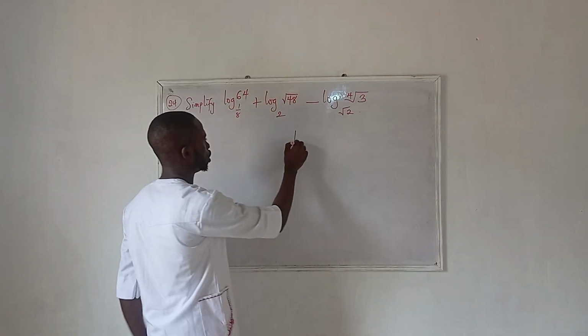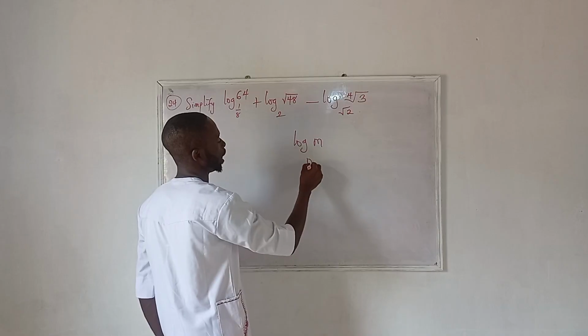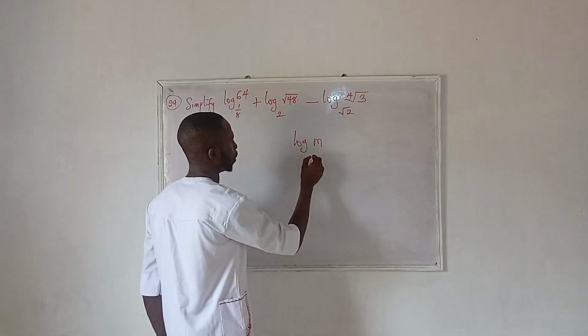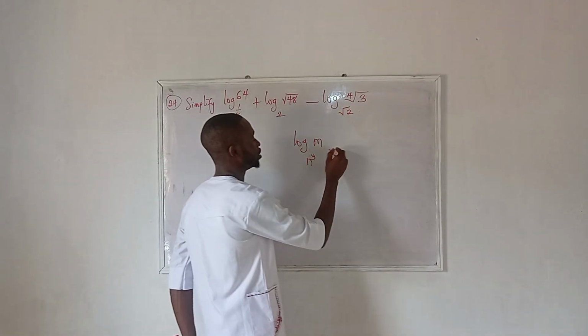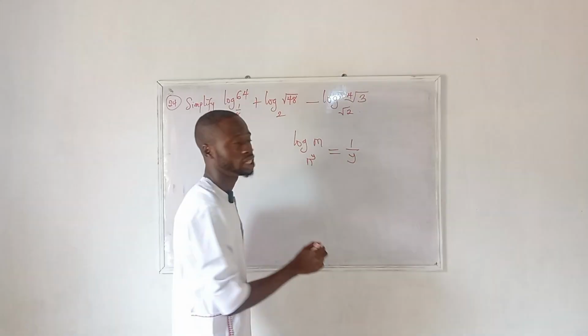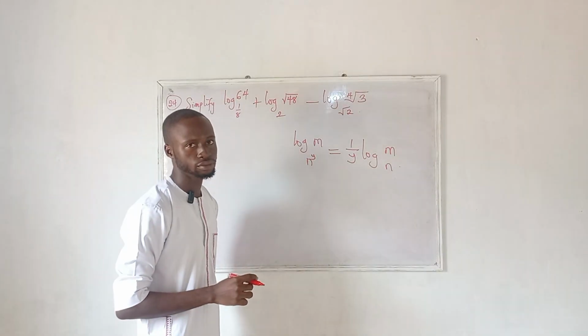And that rule is, if I have log m base n, let's use a variable, and the base is carrying a power, let's say power of y. If I have a scenario like this, I can rewrite this to become the reciprocal of that power, then it becomes a coefficient, then I write log m base n. I'll give you an example.